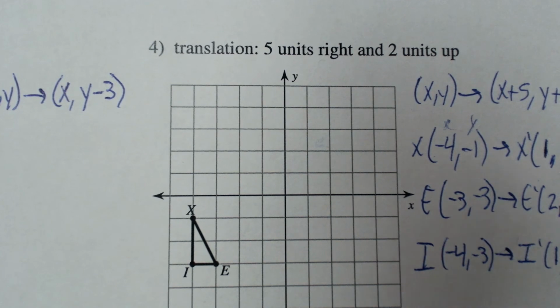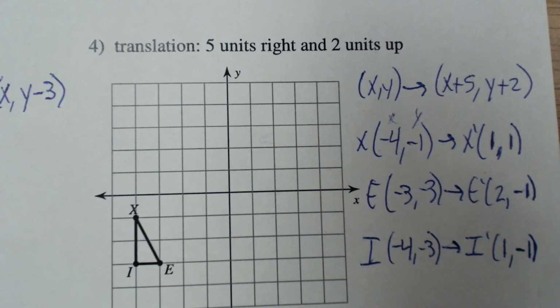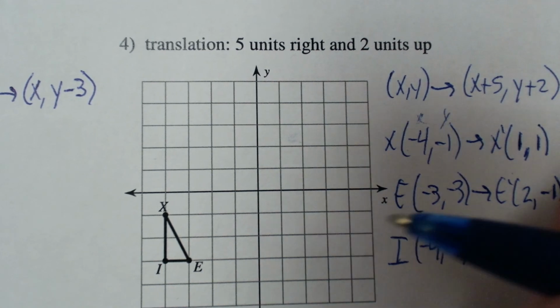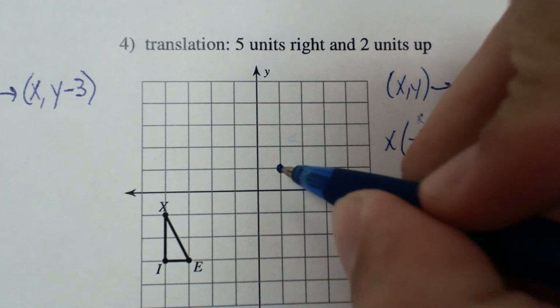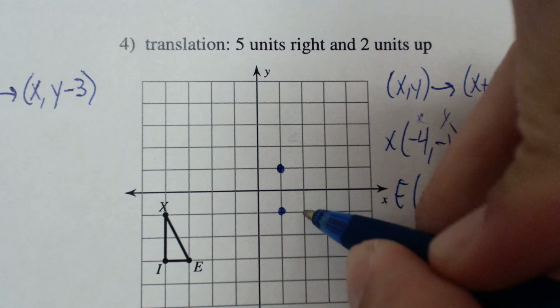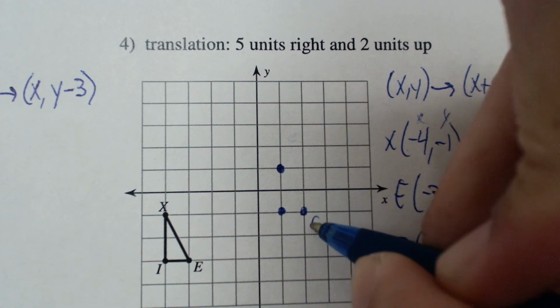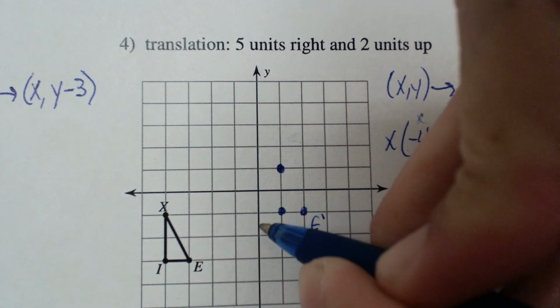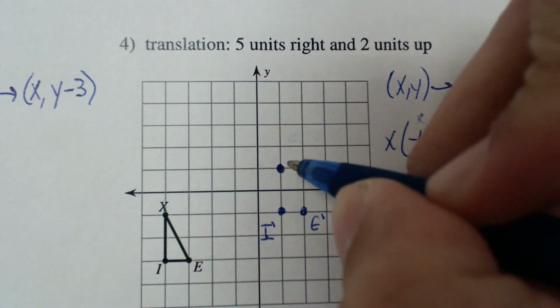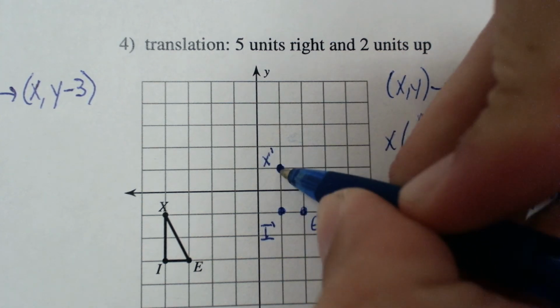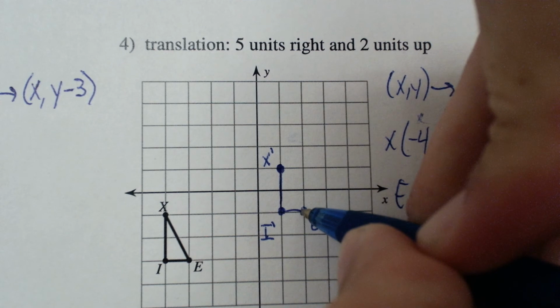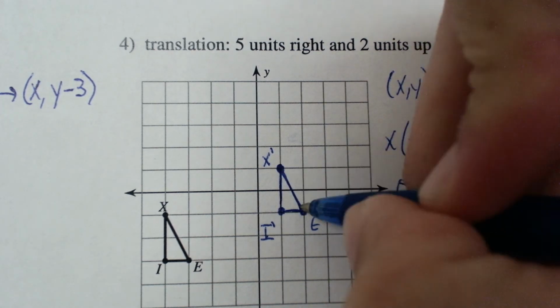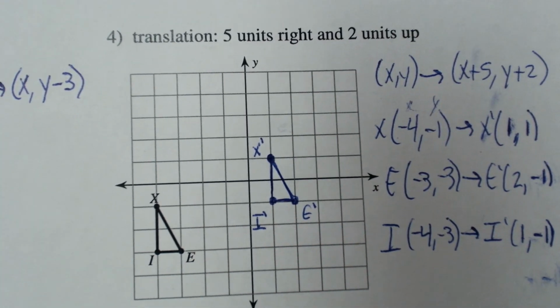Then if you plot those points, there's those coordinates if you couldn't see them before. If you plot those points, you end up here, here, and here. E prime, I prime, and X prime. And it should look just like that.